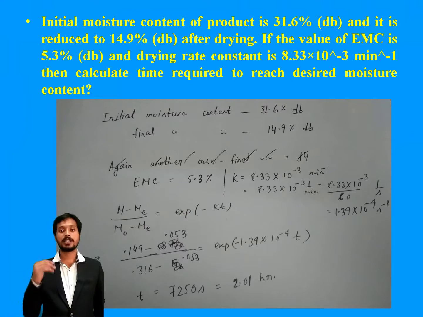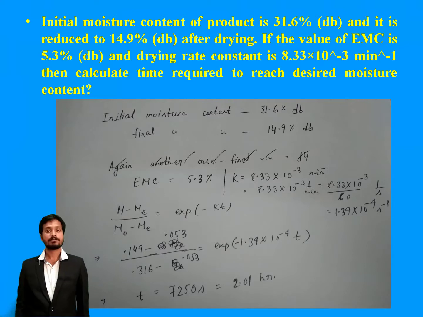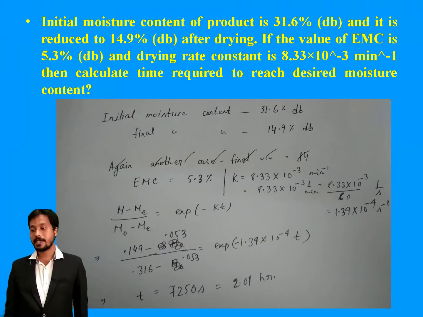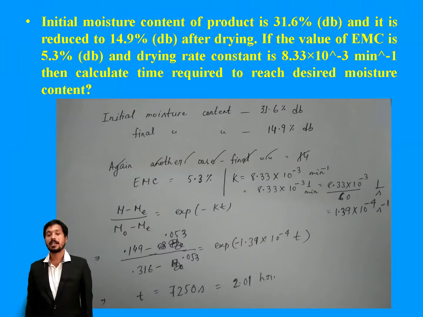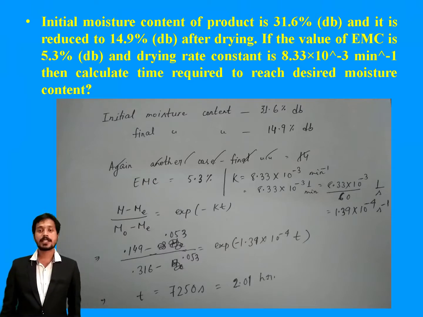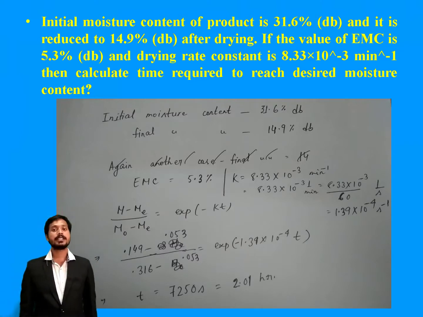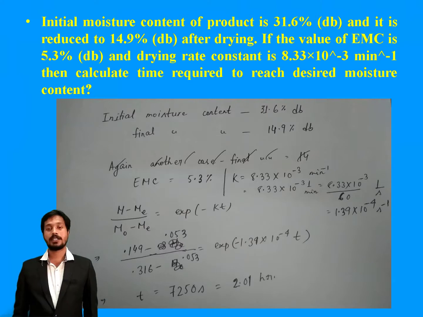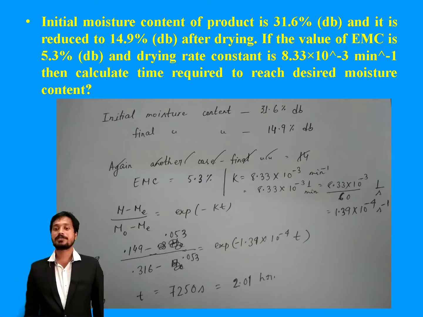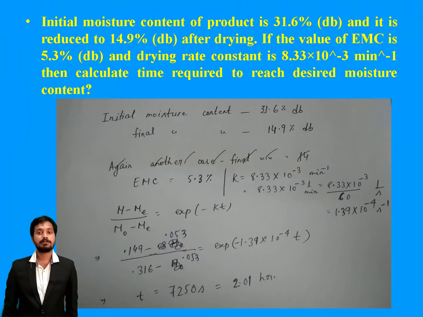Tell me. Yes, moisture ratio. Moisture ratio equals exponential of minus kT. So here the equilibrium moisture content, EMC, is given. Yes, EMC is how much? It's given as 5.3%. So let's start then. Initial moisture content is 31.6% dB. Final moisture content is 14.9% dB. Then the EMC value is 5.3% dB and the K value is given in per minute inverse.